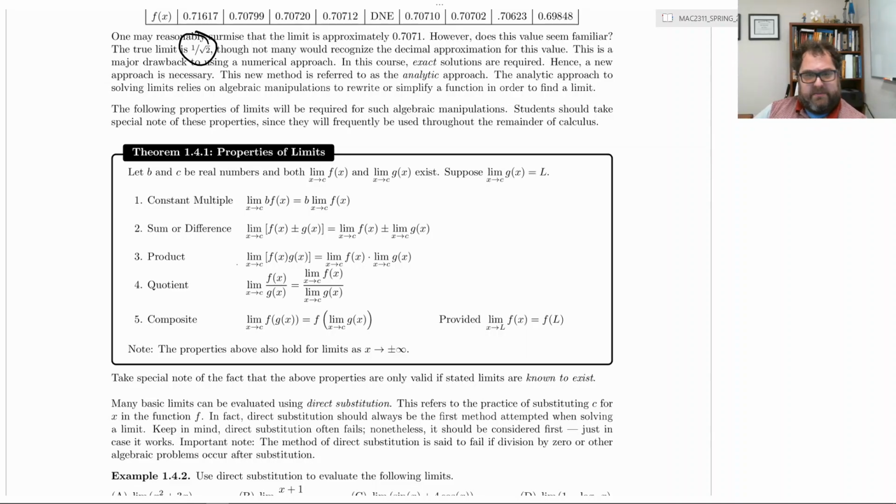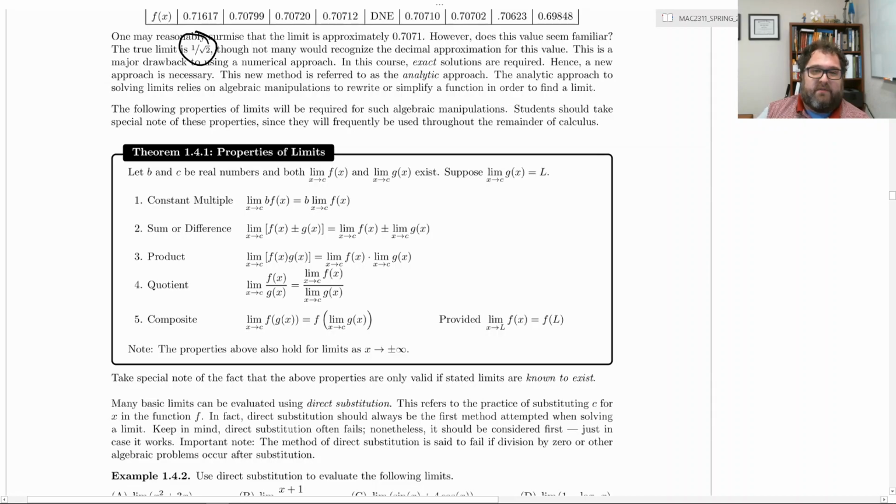So, we'll just briefly talk about them now, and then we'll show them in action very soon. All right, so the constant multiple rule. This says if you have a limit of a function times some constant, you can factor that constant out of the limit, and then take the limit of the variable portion of the expression.